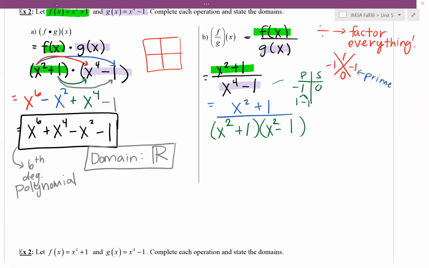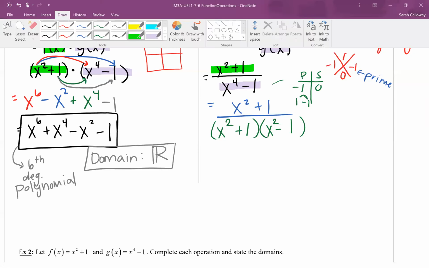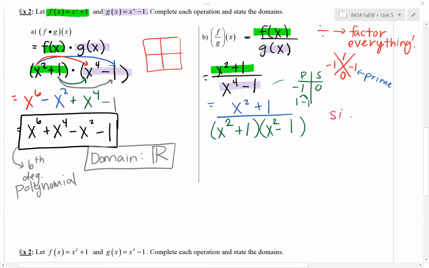So what we want to be able to do now is we want to simplify these factors, meaning if there's anything that is the same, I can divide out to 1. So this turns into 1 and this turns into 1 if I divide by them. And so I'm left with a 1 on top and an x squared minus 1 on the bottom.